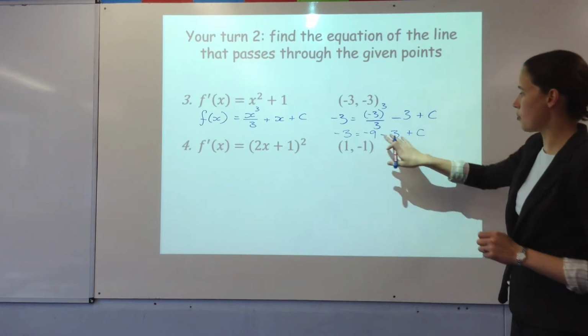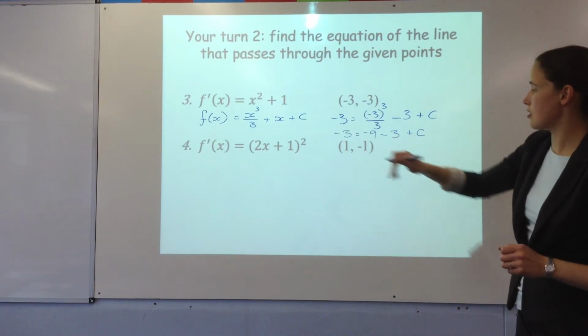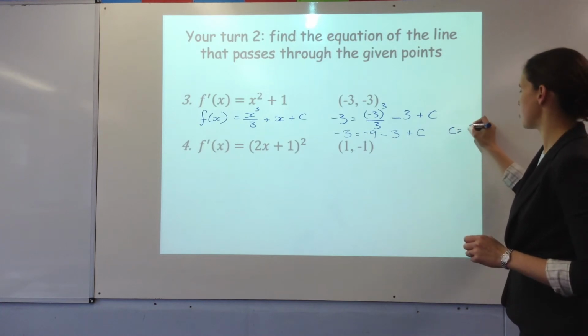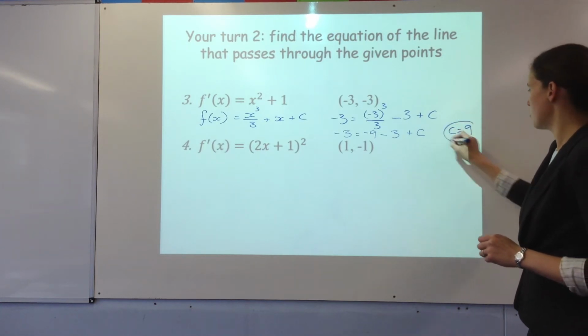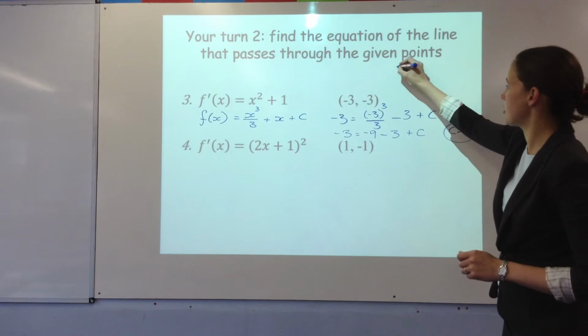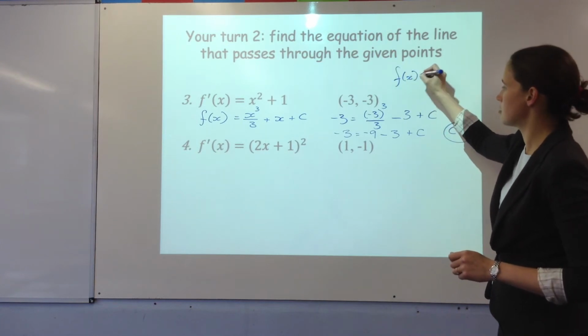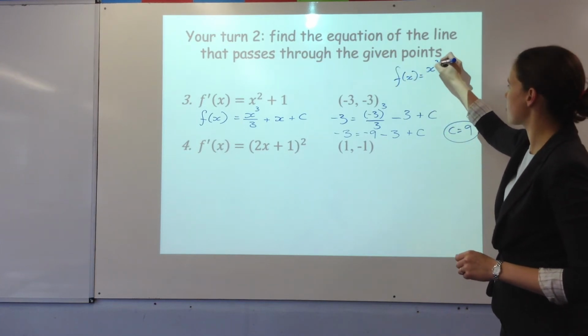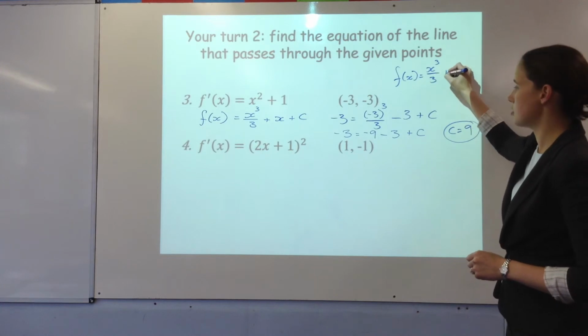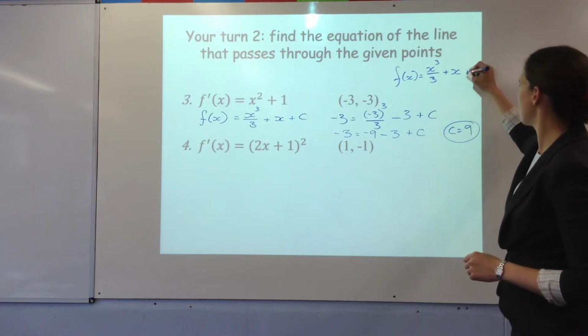So you can see that when we add it all to the other side, we're going to get that c is equal to 9. So our final answer then is f of x is equal to x to the power of 3 over 3 plus x plus 9.